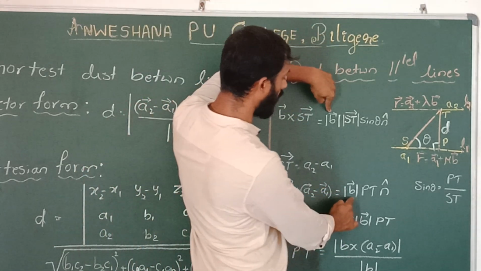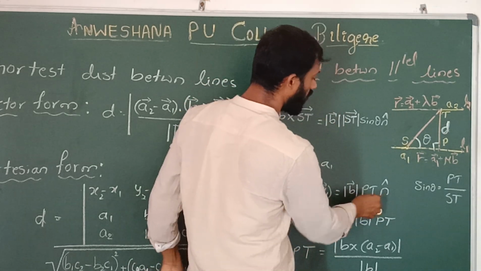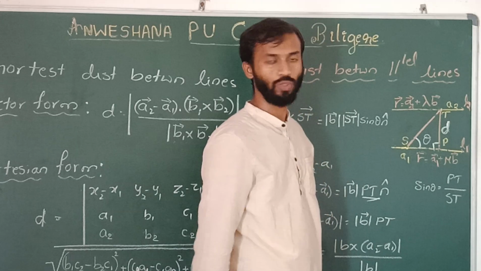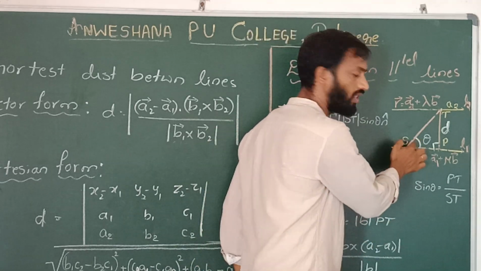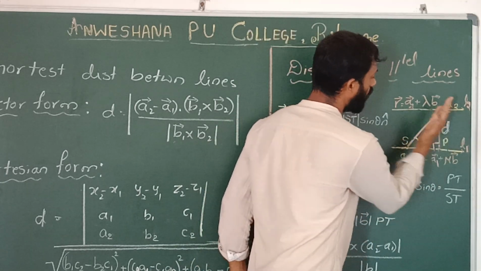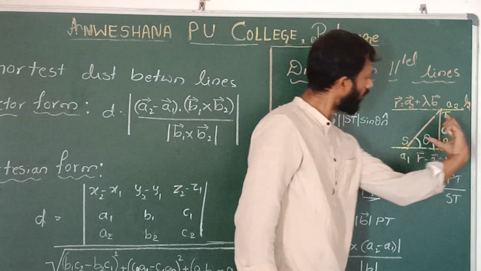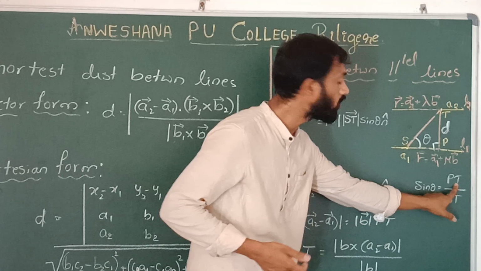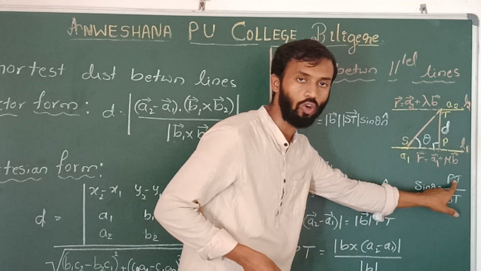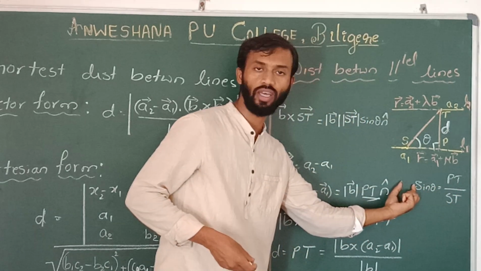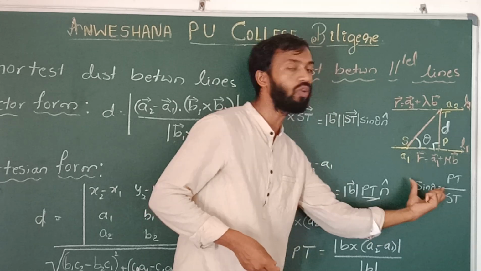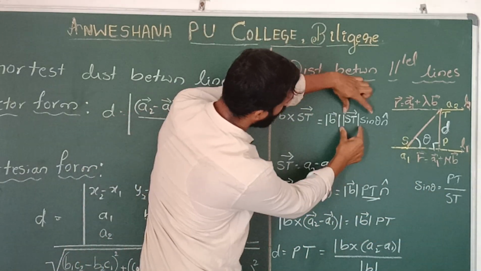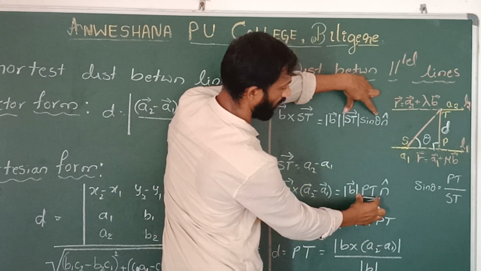Now please keep this in mind: in this triangle SPT, if you apply sine, sin theta is equal to opposite divided by hypotenuse, meaning PT divided by ST. That means PT is equal to ST into sin theta. So please keep in mind, here I have taken magnitude of ST into sin theta as nothing but PT.